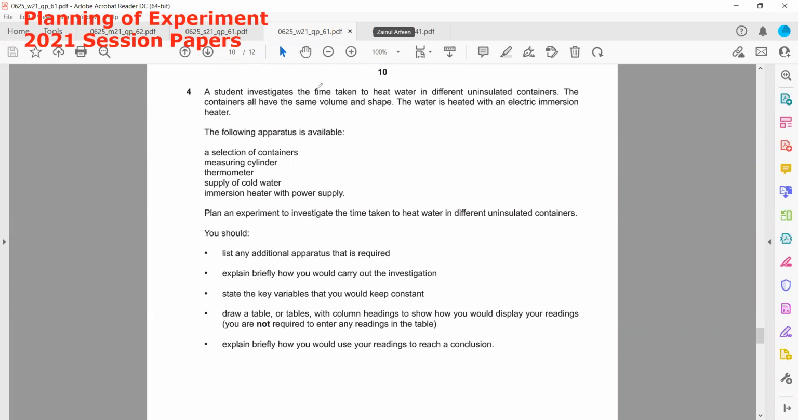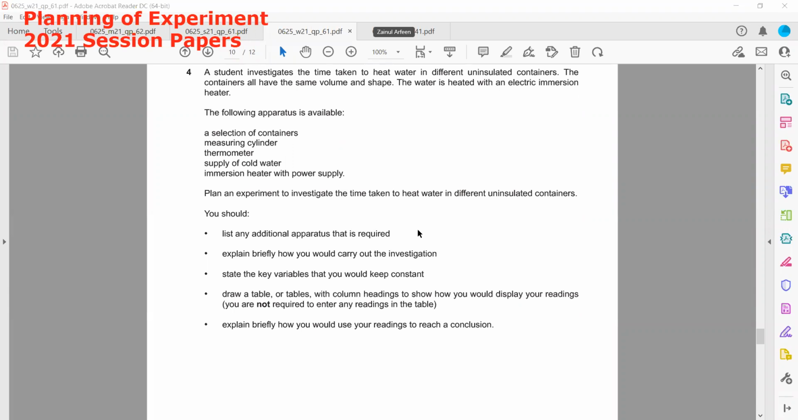The following apparatus is available: a selection of containers, a measuring cylinder, a thermometer, a supply of cold water, and an immersion heater with a power supply. Plan an experiment to investigate the time taken to heat water in different insulated containers. So how do we plan this experiment? We'll have different containers, but they mention they have the same size, so the size or shape of the container is the same. By using a measuring cylinder, we'll take equal volume of water inside.